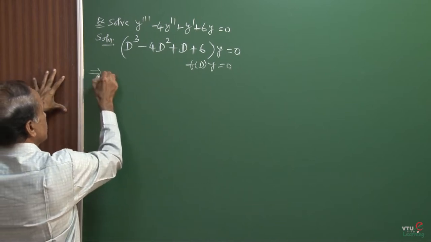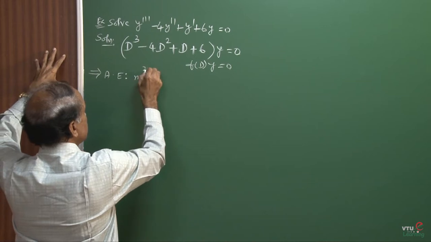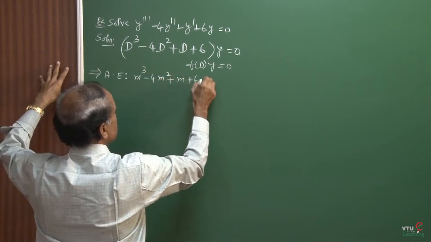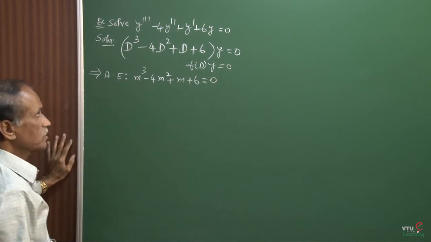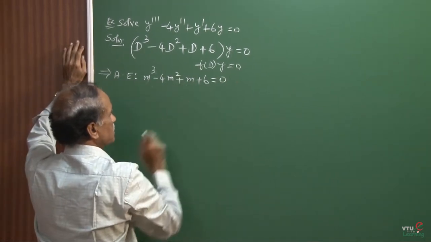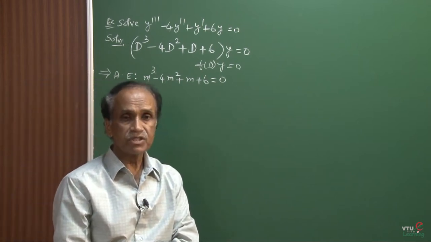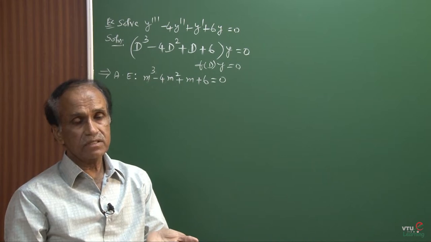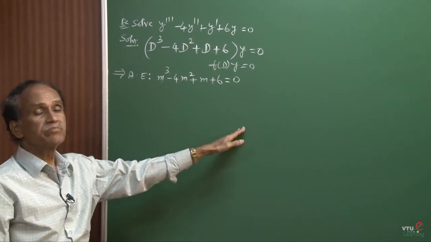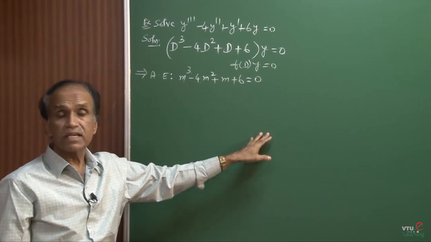This implies the auxiliary equation. What is that auxiliary equation? It is m cube minus 4m square plus m plus 6 equal to 0. For what value of m does this equation satisfy? Here we use the trial and verification method, because you can't directly factorize this equation. So we have to go for trial and verification.